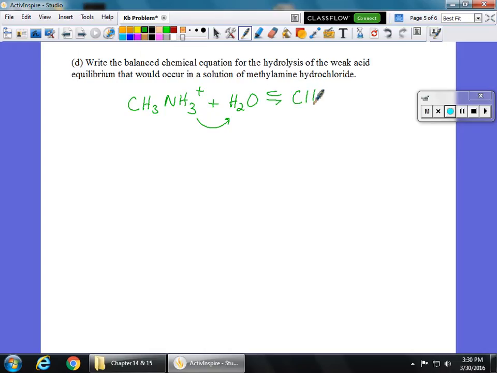Give me CH3NH2. It's going to turn back into the methylamine, our weak base, plus H3O plus. Lastly, for part D, I'd say that's just 1 point for writing the balanced equation.